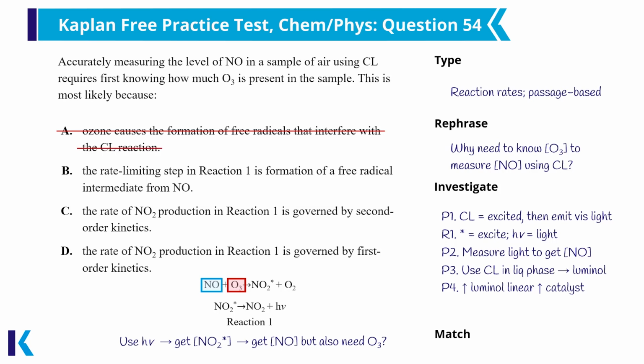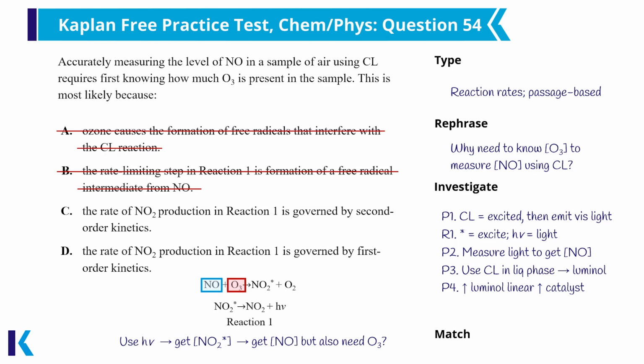Eliminate. B states that the rate limiting step is the formation of the free radical intermediate from NO, which I presume is the NO2 with the asterisk. That might be true, but that doesn't really seem to explain why it's important to measure ozone concentrations. That would mean that the rate of the overall reaction is only dependent on NO concentrations. Eliminate B. C states that the rate of producing NO2 is second order kinetics.